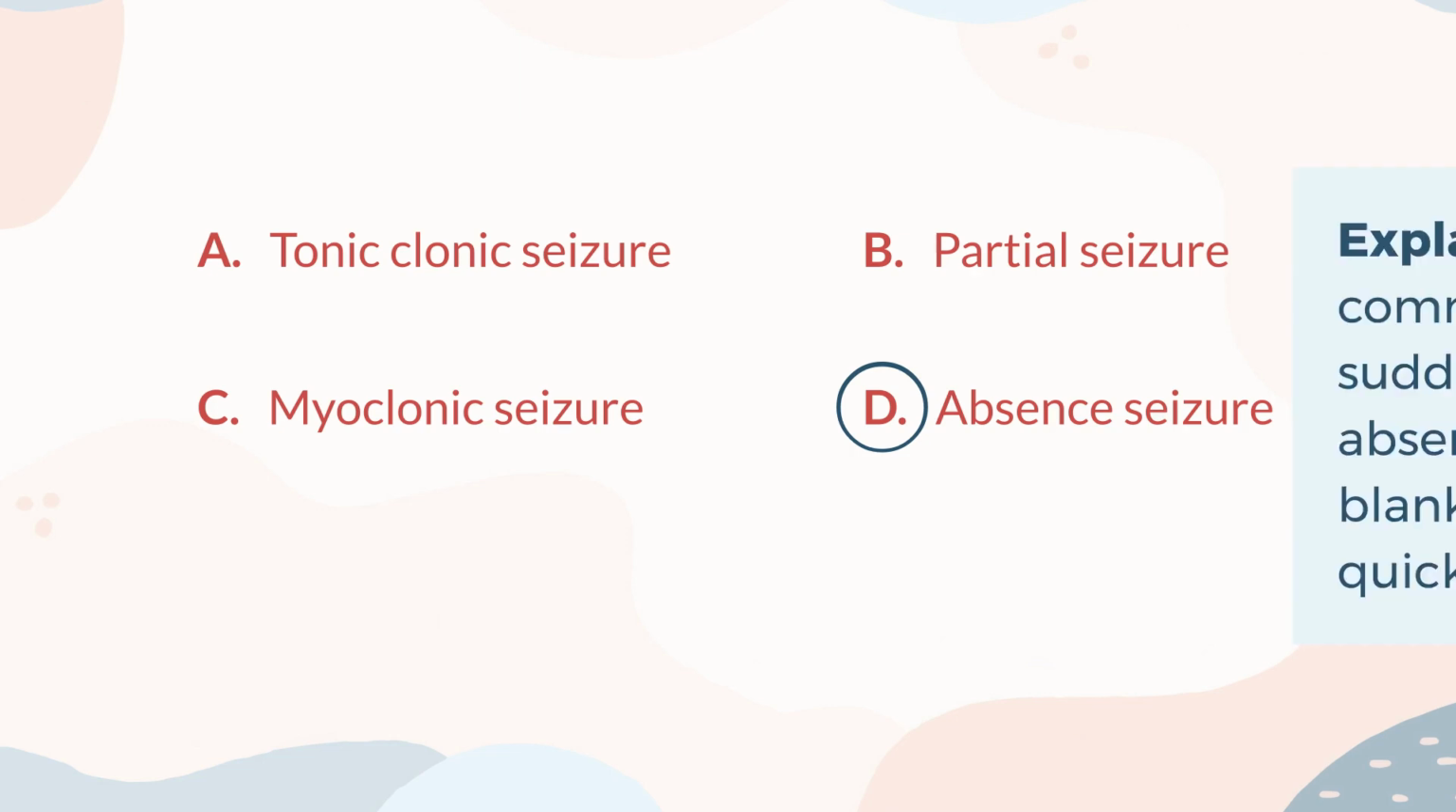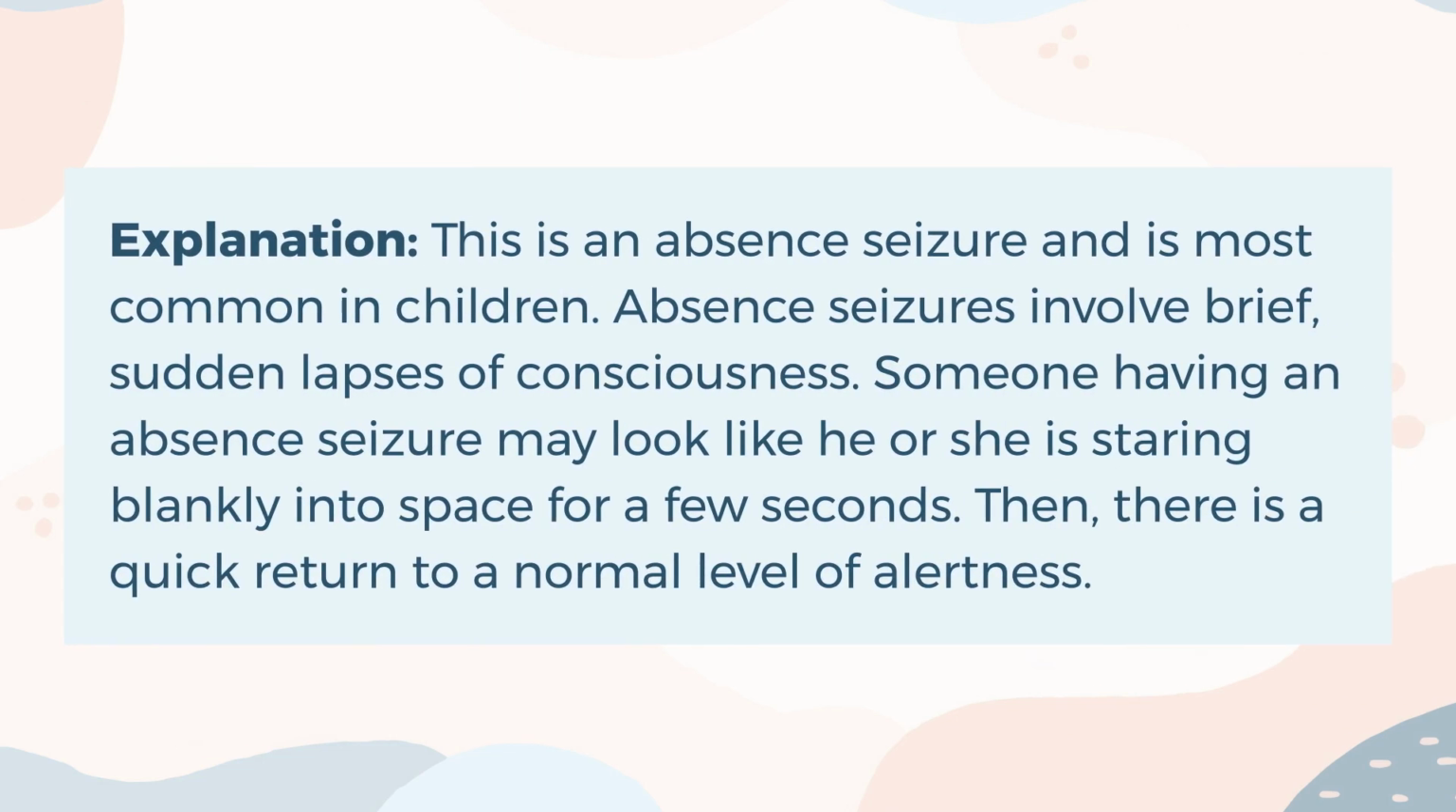Absence seizure. Explanation. This is an absence seizure and is most common in children. Absence seizures involve brief, sudden lapses of consciousness. Someone having an absence seizure may look like he or she is staring blankly into space for a few seconds. Then, there is a quick return to a normal level of alertness.